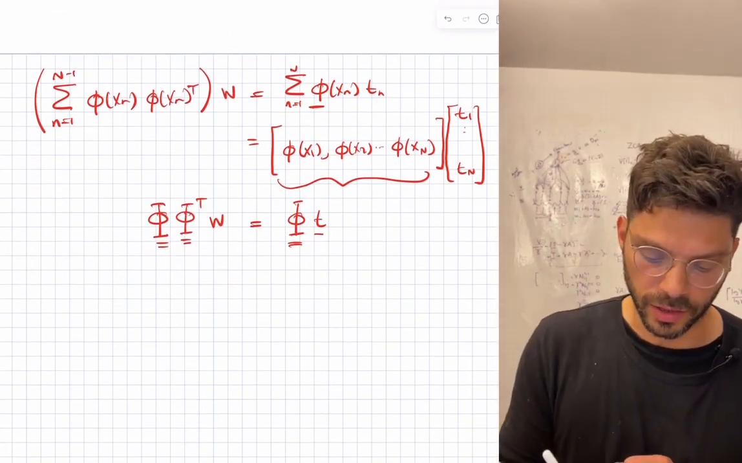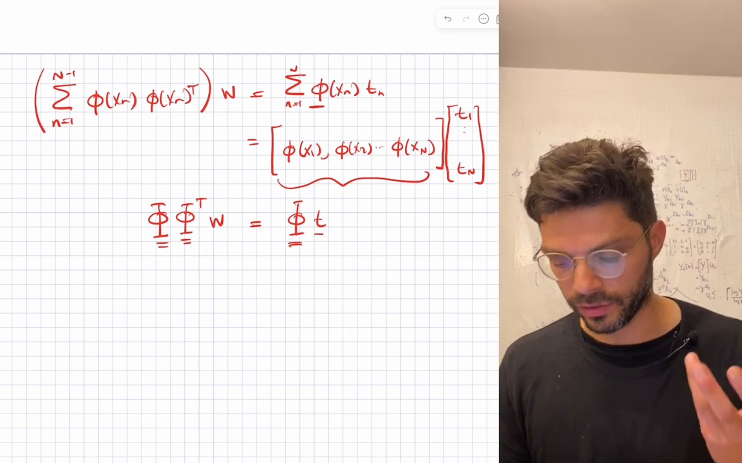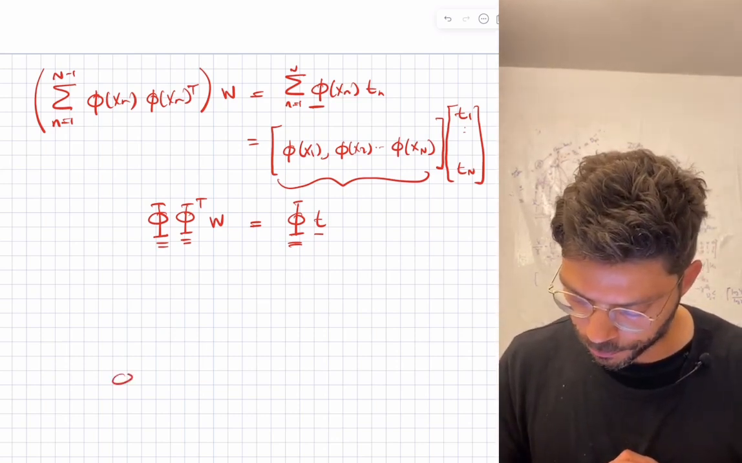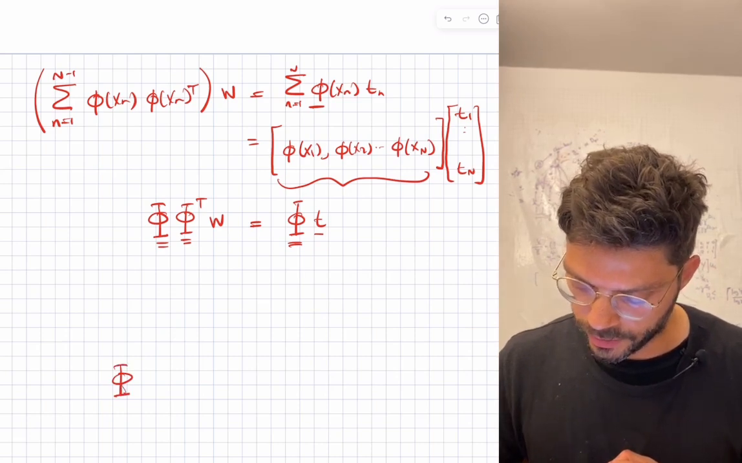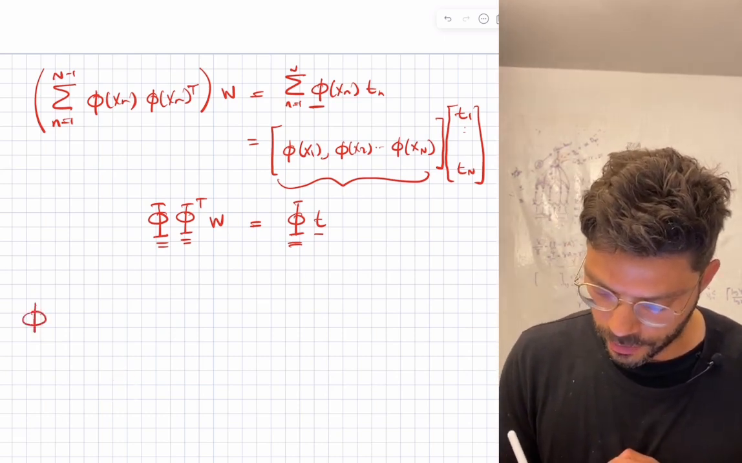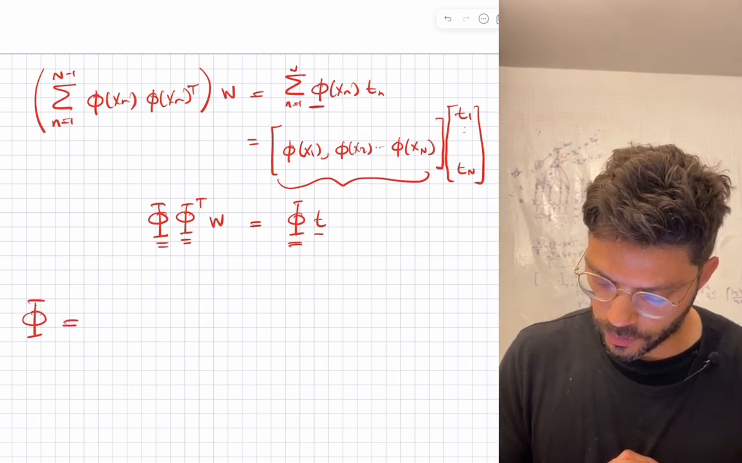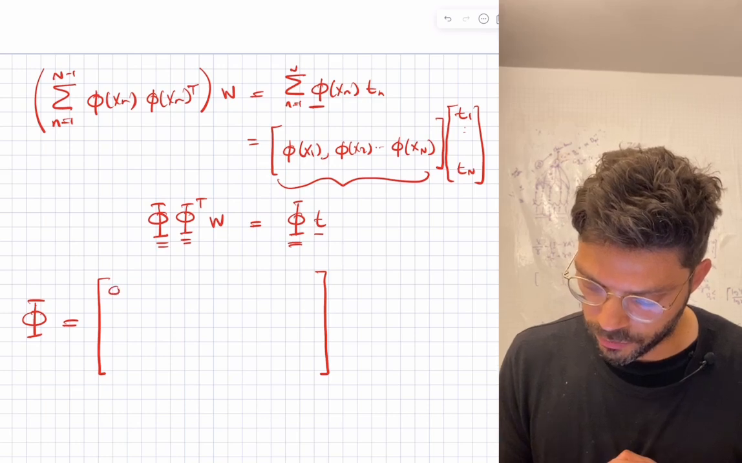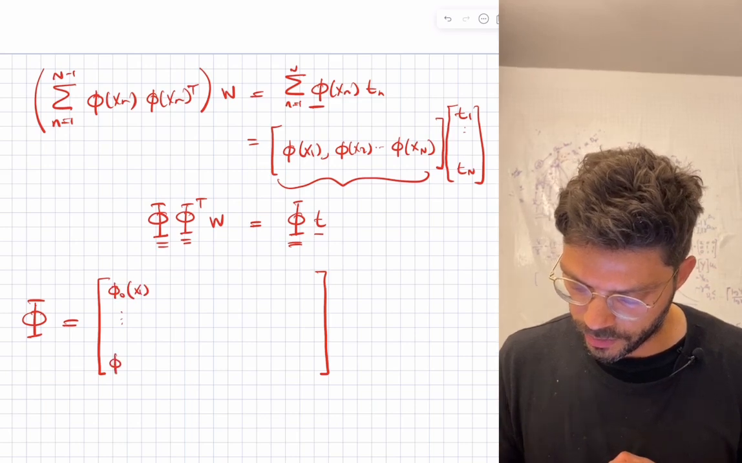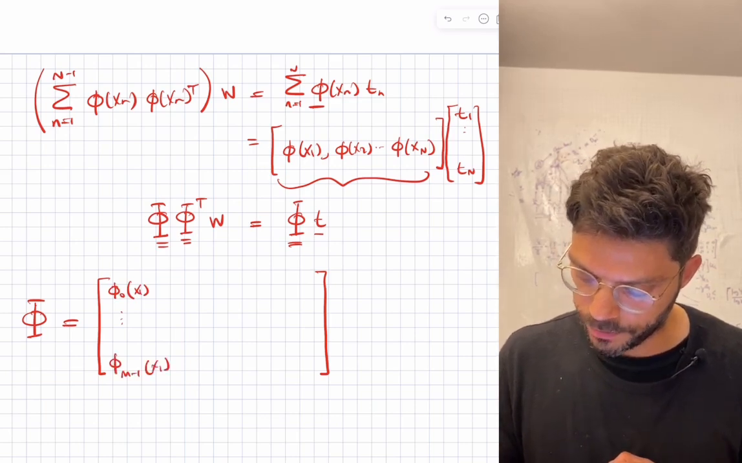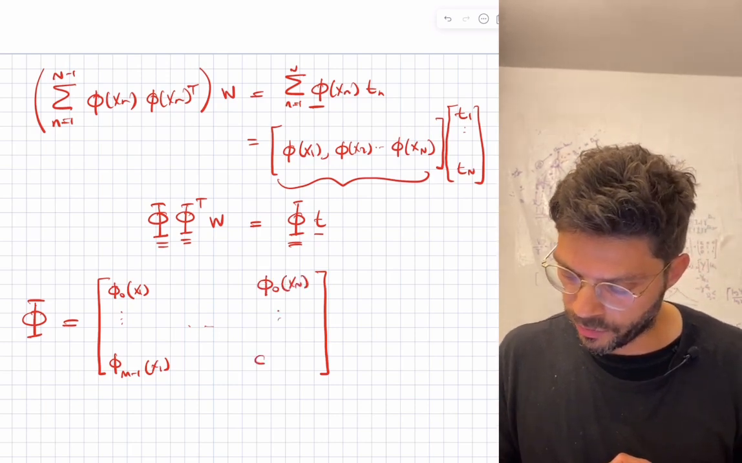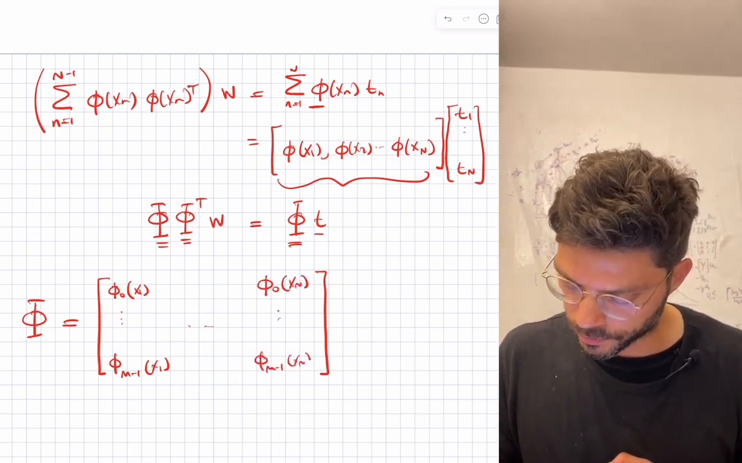Okay, so now just to connect to what he's doing, look at our phi matrix. What does it look like in detail? It's going to be phi 0 of x1 all the way to phi m minus 1 of x1, to phi 0 of xn all the way to phi m minus 1 of xn.